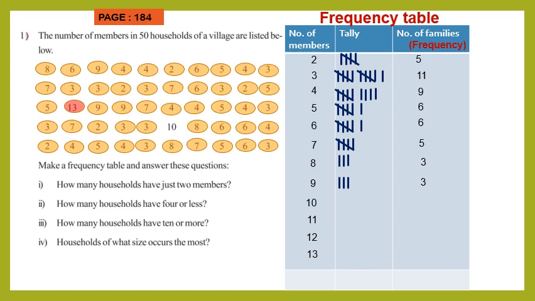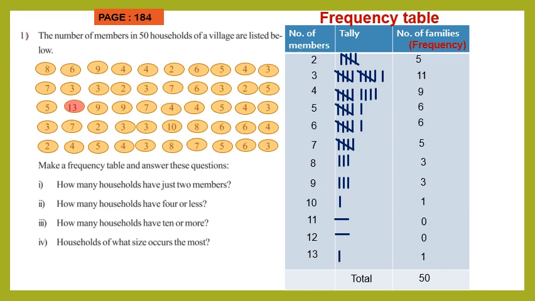Number of households that have 10 members is only 1. Then write 1 here. Next is number of households that have 11 members, which is nothing. So put 0. And number of households that have 12 members, also nothing. Put 0 here. Then last, number of households that have 13 members, that is 1. Write 1 here. And find the total number of households and write here, total is 50.